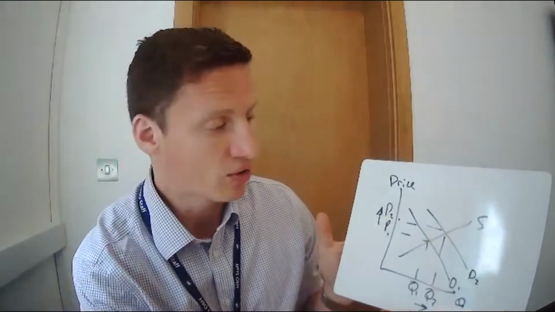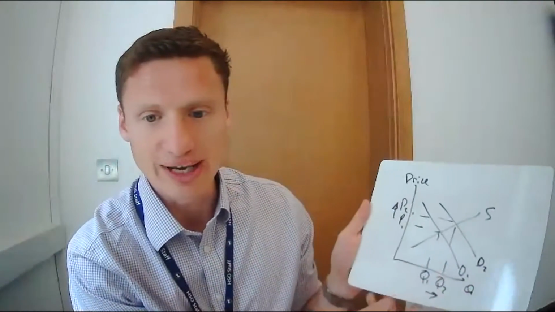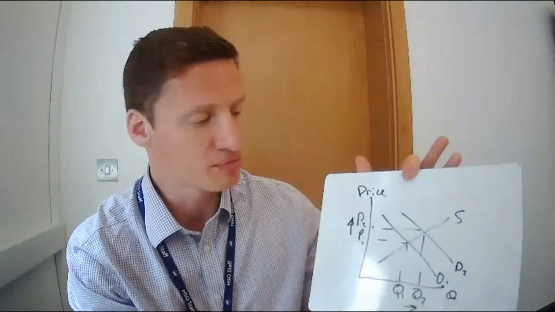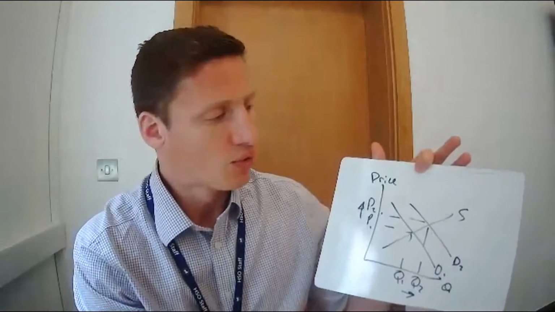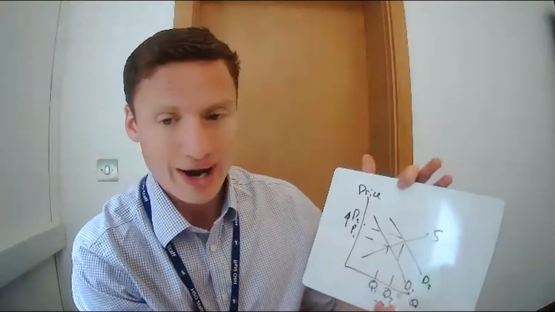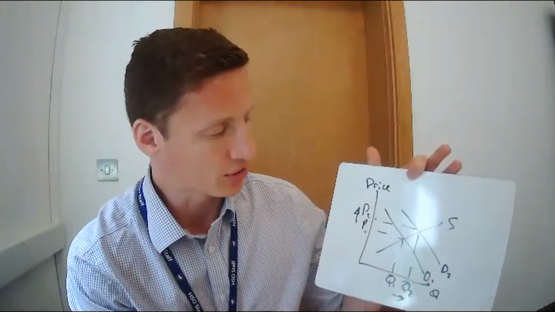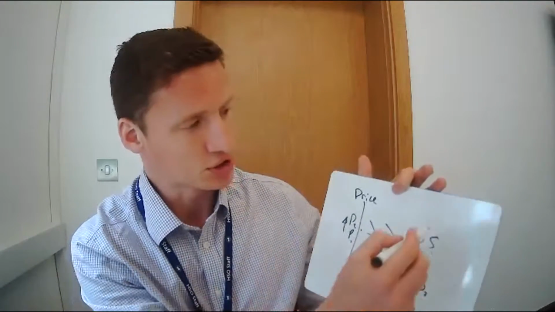Where people went wrong is perhaps they didn't have the labels, or perhaps they just made an error in which curve to shift. Now, how do you know which curve to shift? Well, there is only one way in which you can shift the supply and demand diagram that will give you both a price change and a quantity change.